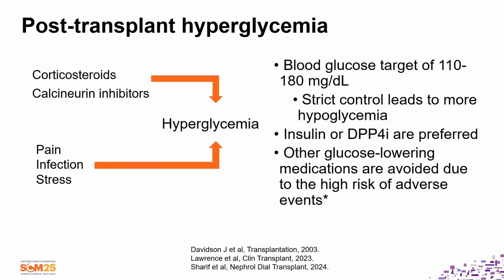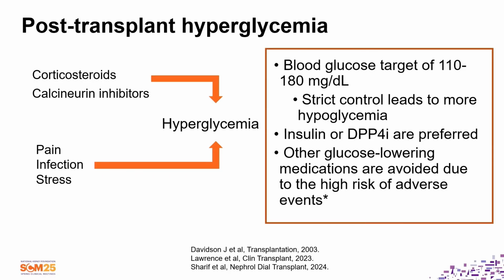All lead to hyperglycemia. So current evidence suggests that blood glucose target should be somewhere between 110 to 180 milligrams per deciliter because strict control leads to more hypoglycemia. Insulin or DPP-4 inhibitors are preferred, and really the DPP-4 inhibitors are preferred for a lower risk of hypoglycemic events because other glucose-lowering medications do have this risk, especially with suboptimal kidney function.